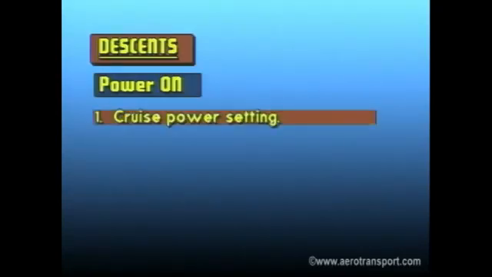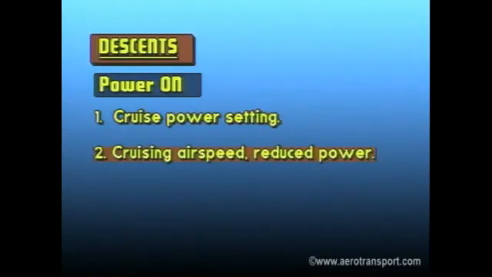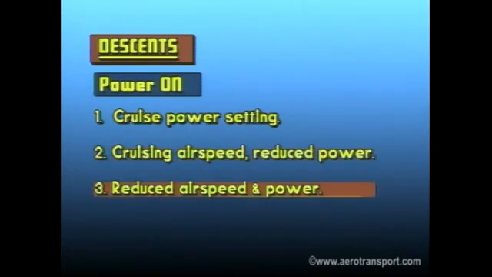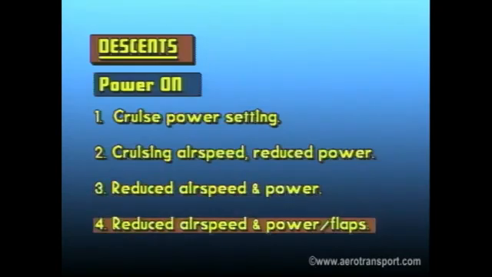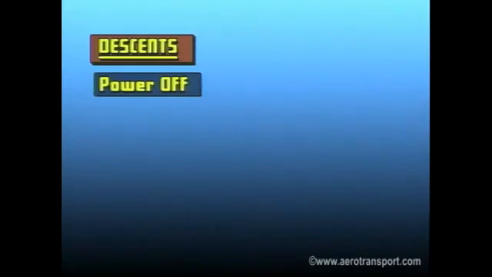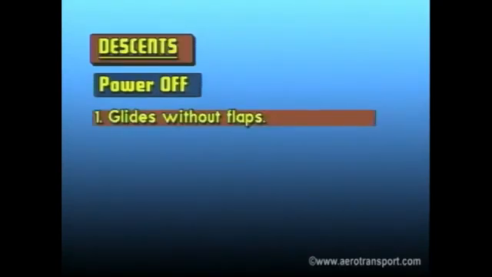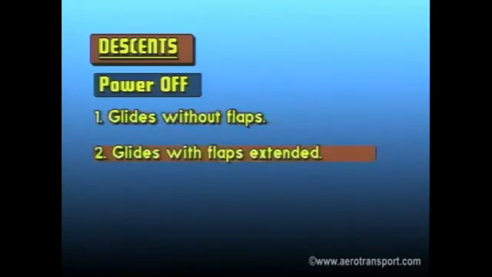They are descents at cruise power setting, descents at cruising airspeed with power reduced to maintain a rate of descent, descents at reduced airspeed and reduced power settings to maintain a rate of descent and airspeed, and descents at reduced airspeed and reduced power settings with flap extended to maintain the angle of descent. Power off descents can be divided into glides without flaps and glides with flaps extended.